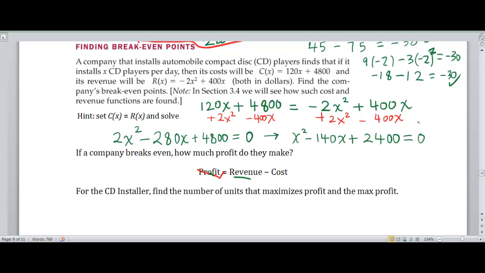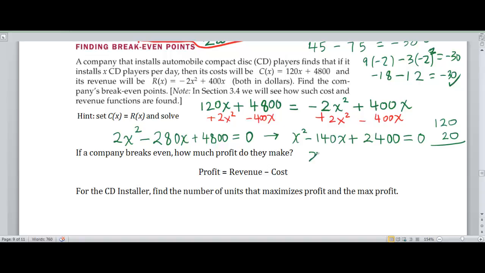Now, can I factor this? Let me think. 2400 is like... 24 is like 12 times 2, right? But 2400 would be 120 times 20. So 120 times 20 gives me 2400, and 120 and 20 also add up to 140. Okay?